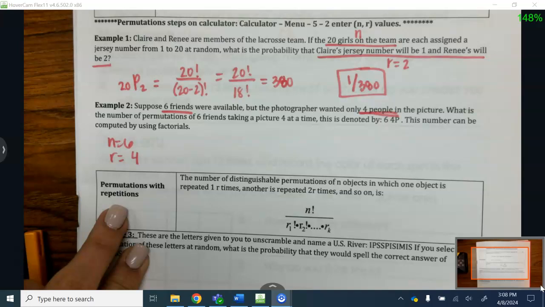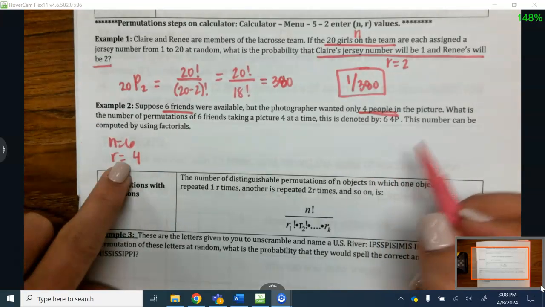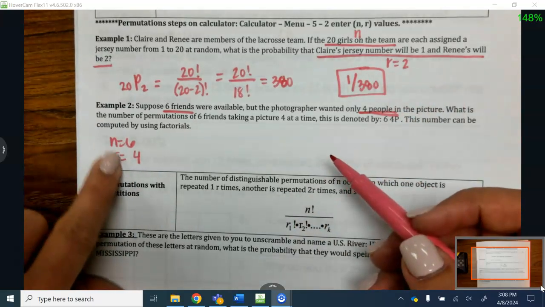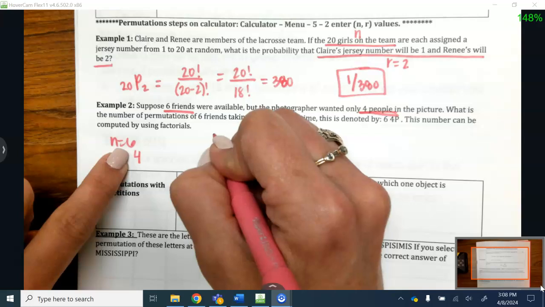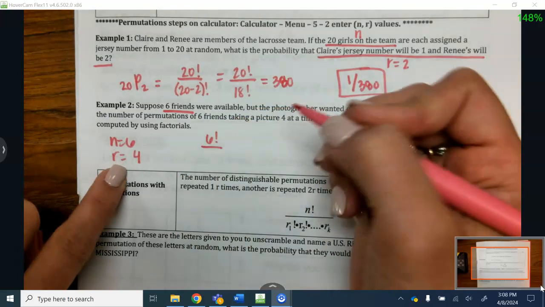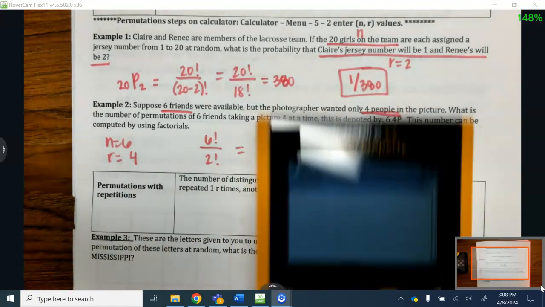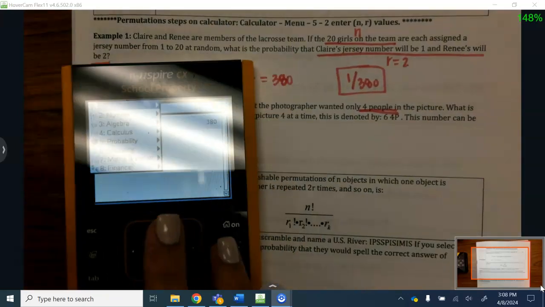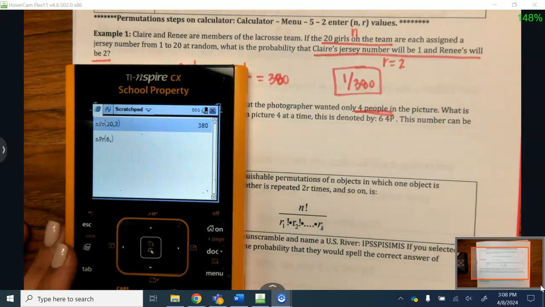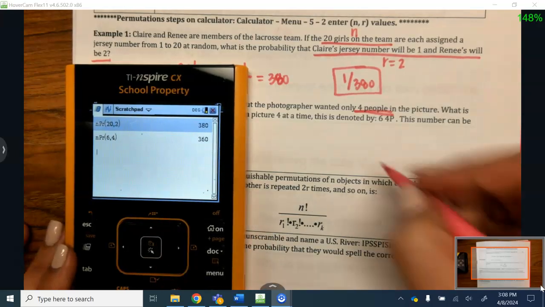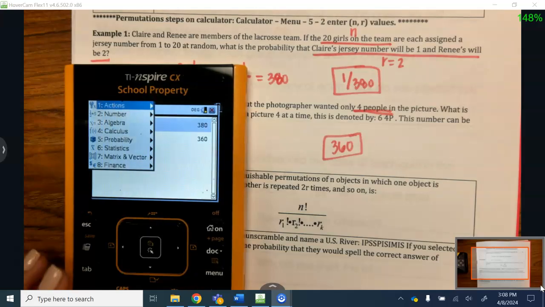This number can be computed using factorials. So this is an example of asking for the number of permutations, so we don't need the probability, we just need the number of permutations. I would input n factorial up top, 6 factorial over 6 minus 4, which would be 2 factorial. Again, all you need is n and r, and you can use your calculator. Menu 5, 2, n is 6, comma, r is 4. So there's 360 permutations of this specific n and r.